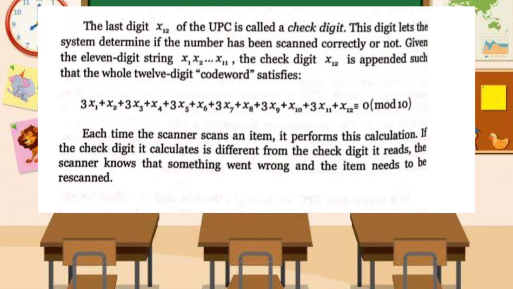The last digit, x sub 12, of the UPC is called a check digit. This digit lets the system determine if the number has been scanned correctly or not. Given the 11-digit string x sub 1, x sub 2, up to x sub 11, the check digit, which is x sub 12, is appended such that the whole 12-digit code word satisfies this equation.